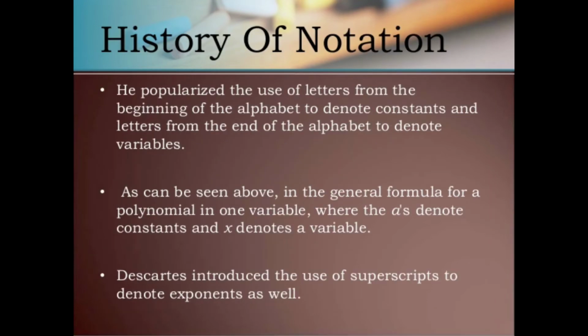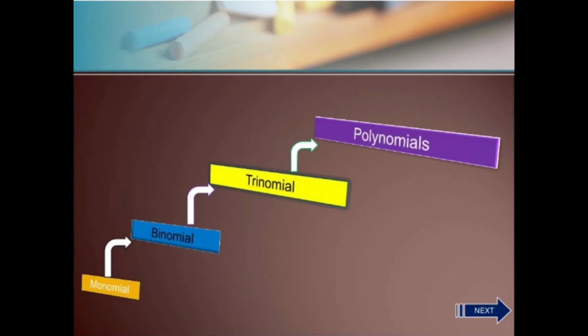History of notation. He popularized the use of letters from the beginning of the alphabet to denote constants and letters from the end of the alphabet to denote variables. As can be seen above in the general formula for a polynomial in one variable, the a denotes a constant and x denotes a variable. Descartes introduced the use of superscripts to denote exponents as well.